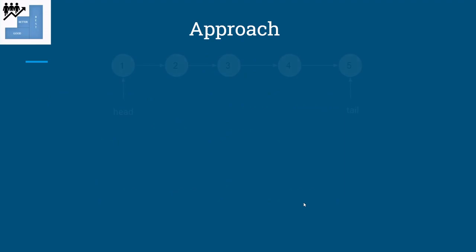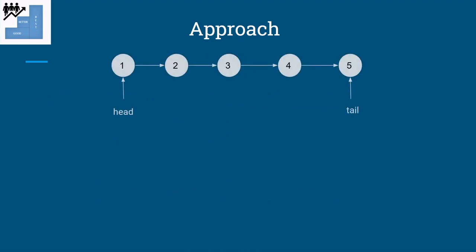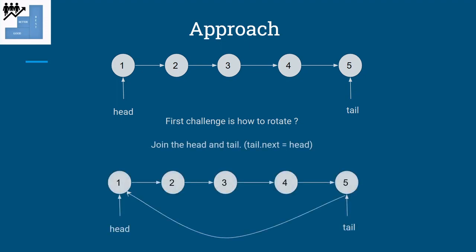Let's look at the approach. For every linked list, we have a head and a tail. Head points to the first node in the linked list, and tail points to the last node in the linked list. First challenge is how to rotate. We join head and tail like this, and this becomes a complete circular linked list, right? Now it could be rotated.